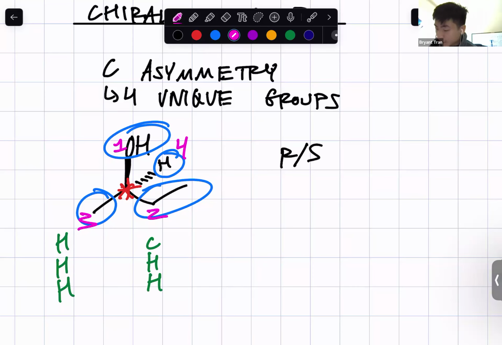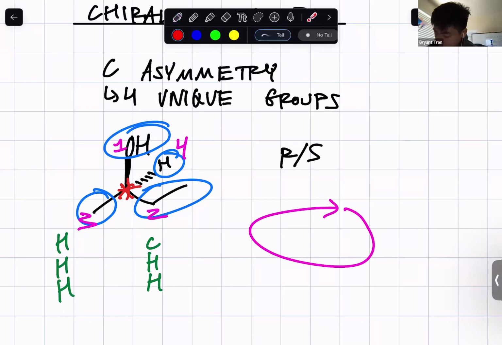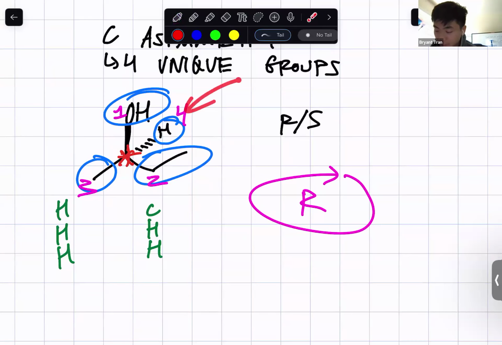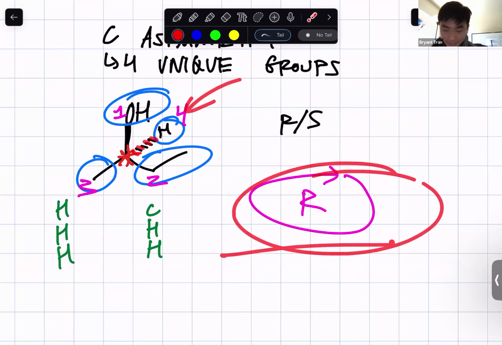And then when we rotate it in this direction, clockwise, one, two, three, that is going to be R. And it will stay R because the important rule here is that the lowest priority group has to be on the dash, on the backside. If it is, then it'll stay as an R.